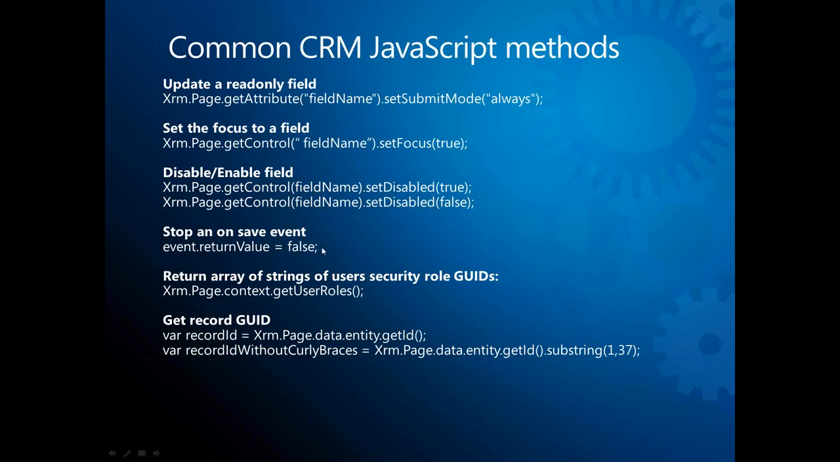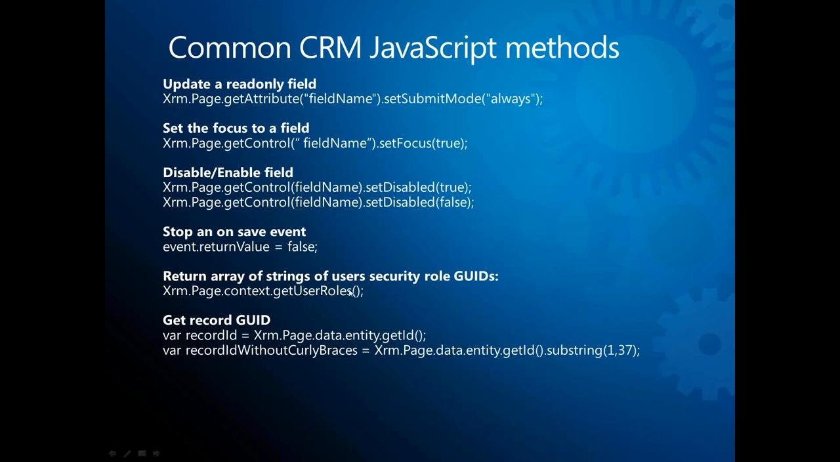Stop an on-save event. You can actually stop an on-save event if certain criteria are not met. I did this once for one client who required that a competitor be selected for an opportunity before they could classify it as a level one. So I used this piece to find out, do they have a competitor? If they don't, prompt them and let them know that they can't save it. So you can actually force them not to save it if certain criteria don't match.